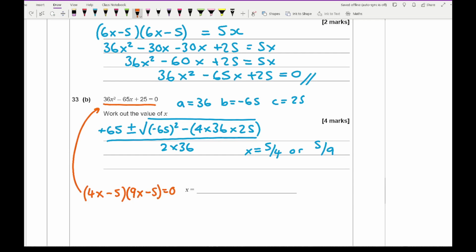Now looking at the values of x, it can't equal this, as this would give negative length on the shapes. So therefore the correct answer must be 5/4 or 1.25. So any of those answers in fraction form or as a decimal will be absolutely fine.